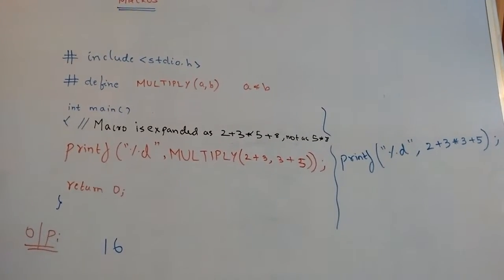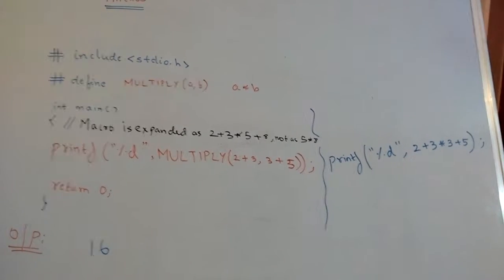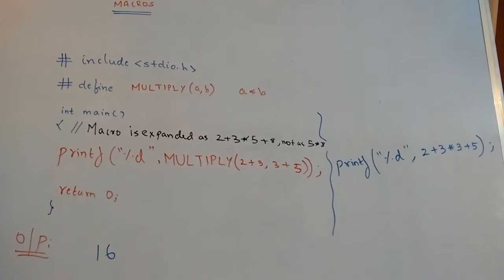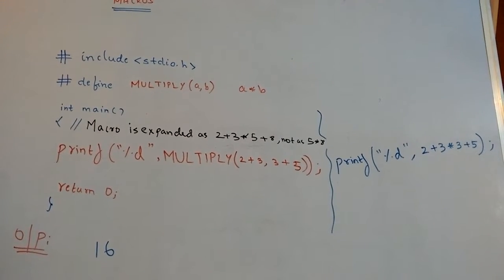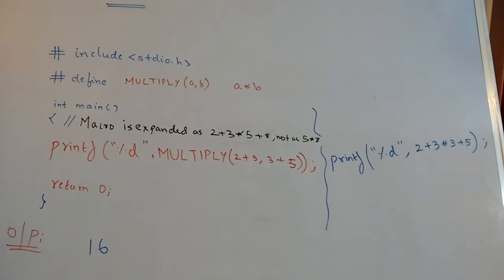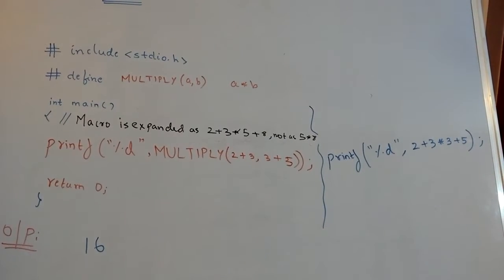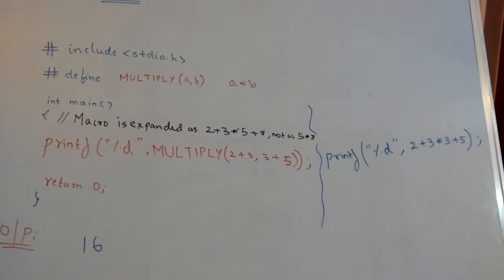Hello friends. So let us just go in depth with macros and see a few more examples. I'll just read out the code that I have written on the board. As usual, my program begins by saying #include <stdio.h>. In the second line I have written #define multiply, which takes two parameters a and b, and that whole expression should be replaced by a star b.